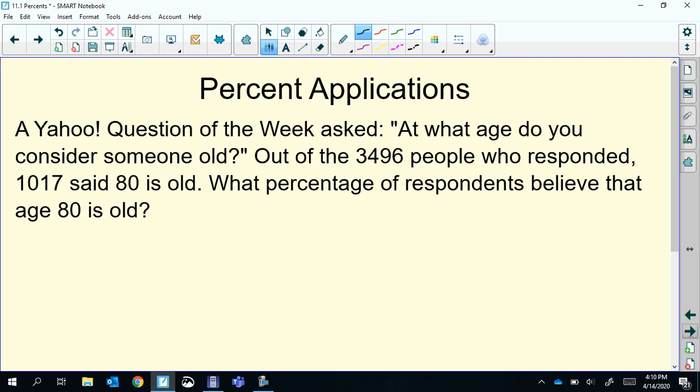Alright, so percent applications is going to get a little bit into surveys and things like that. That's what this one talks about. At what age do you consider someone old? Out of the 3,496 people, 1,017 said 80 is old. What percentage of respondents believe that 80 is old? So that was 1,017 out of the total.